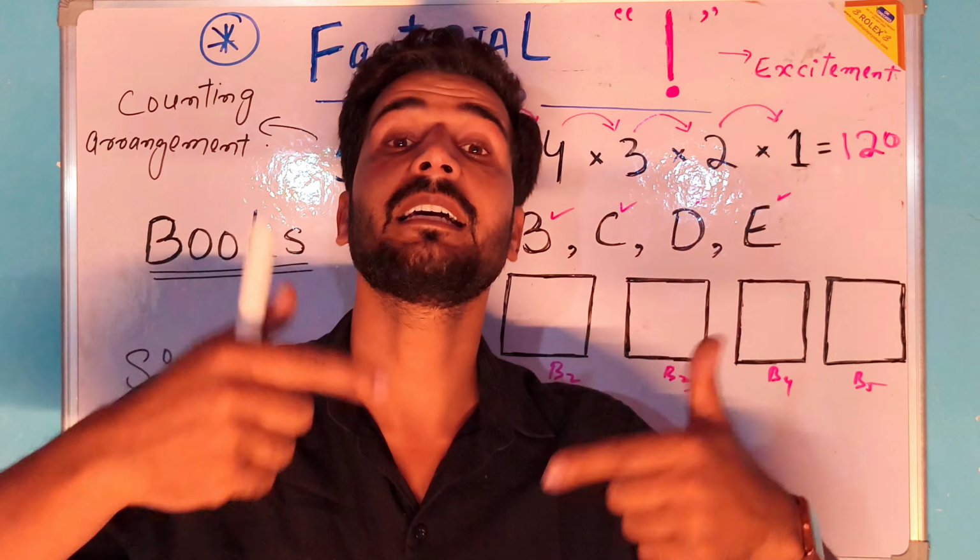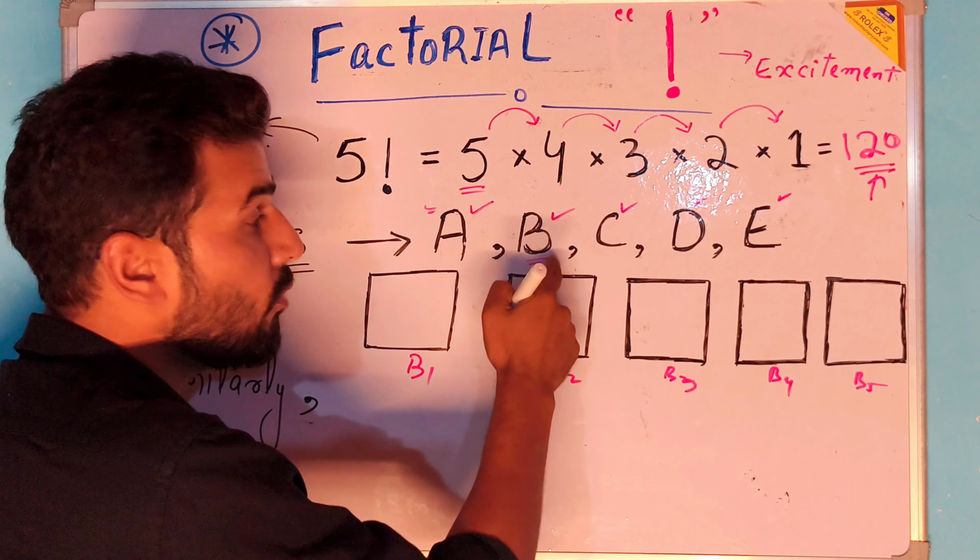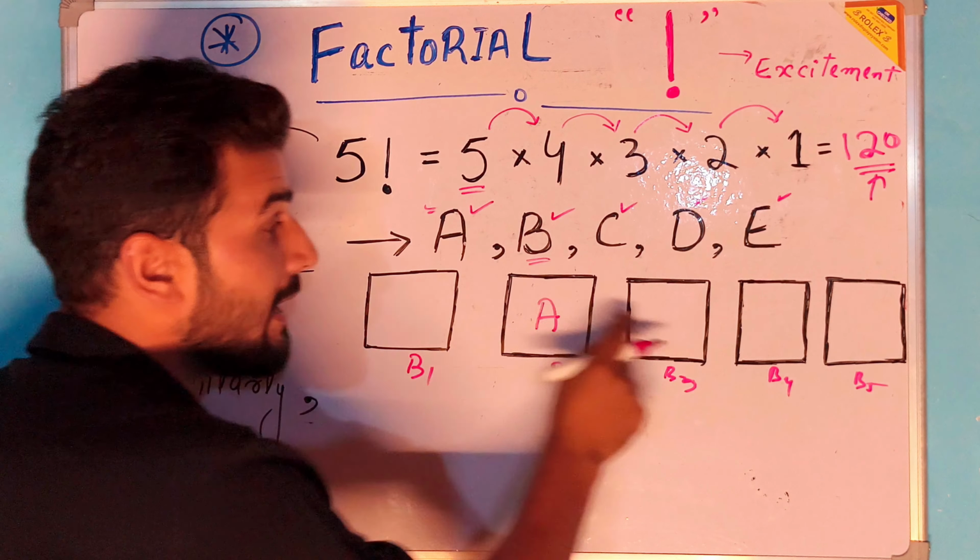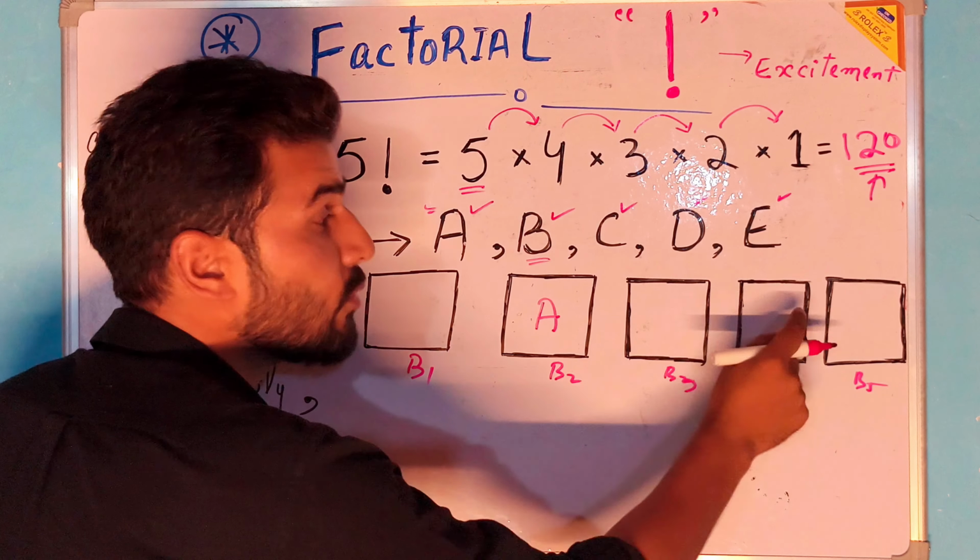Let us suppose that we have to arrange this Book A in these boxes. How many choices do we have to arrange Book A? We have 5 choices. We can arrange Book A in box 1, 2, 3, 4, or 5. Let us suppose that we arrange Book A in box 2. Now there are 4 choices left. If we are to arrange Book B in these boxes, how many choices are left? There are 4 choices left.